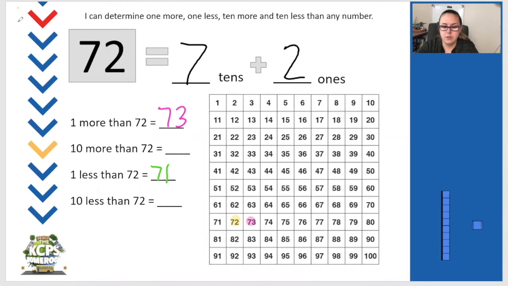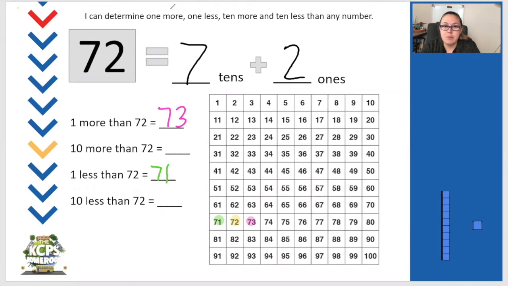Which direction do we have to move in order to get to 71? To the left, up, down, or to the right? Well, we already had 73 to the right, so we know that 71 is going to be on the left. Great job. There's 2 more for us to do.